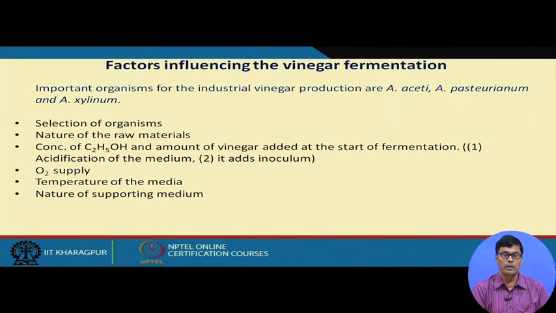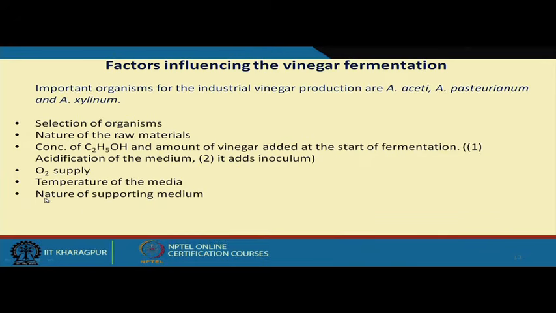We know there are two types of process: the organism can grow freely suspended in the liquid and produce acetic acid, or we can immobilize the cells on a solid matrix and pass the material through this immobilized solid matrix. When it passes through, ethanol is converted to acetic acid. So the supporting material is where the organism is fixed on the surface of the solid matrix.